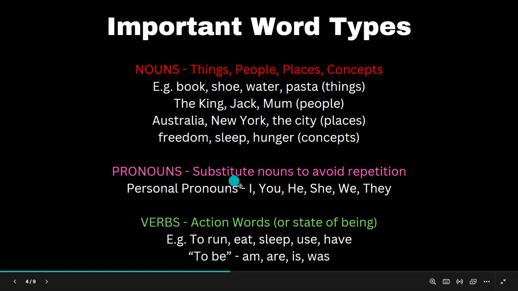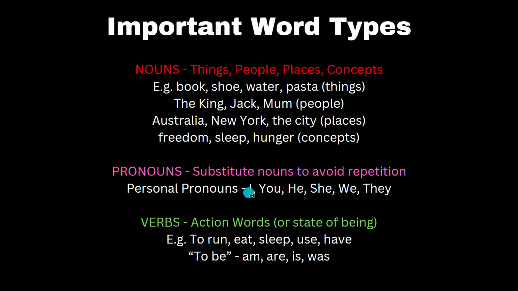So obviously, when you're talking about yourself, you don't refer to yourself by name. You would substitute that noun with I. If you're talking about a group of people, for example, the police, you could refer to them as they. So pronouns basically work like nouns, but they substitute nouns instead. There are tons more pronouns, but those are the main ones that you would need to know as a beginner.